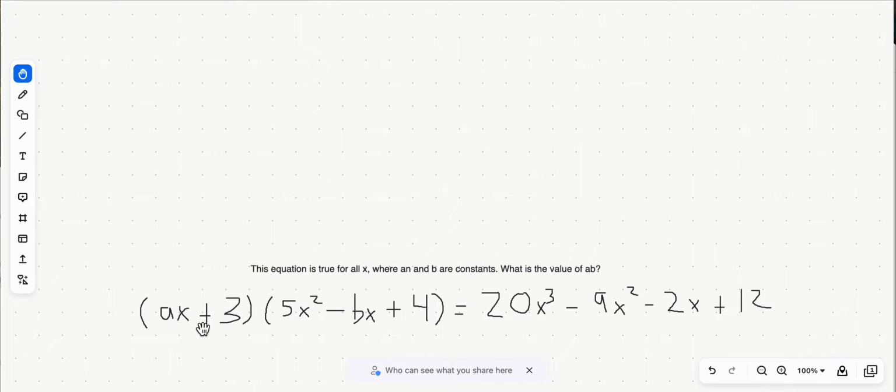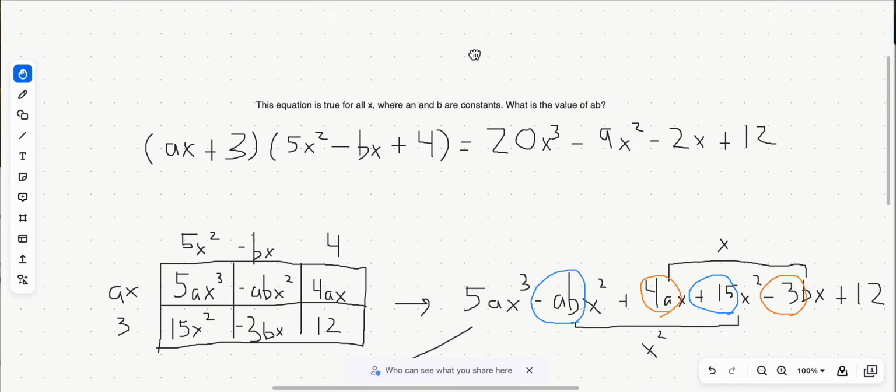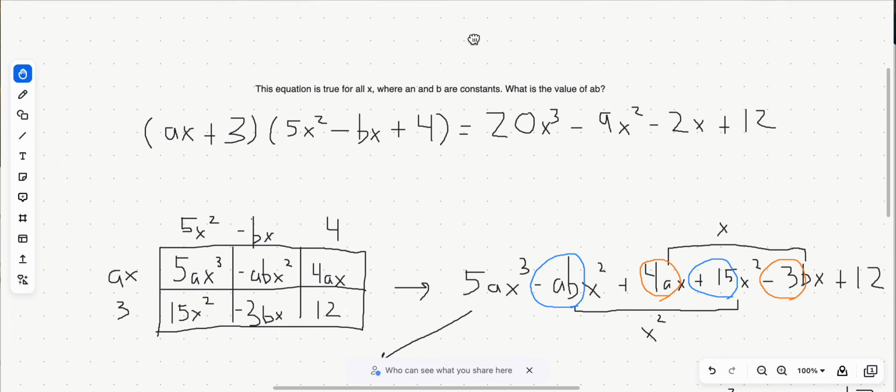Okay, so we have a binomial times a trinomial on the left hand side, and then we have a standard form quadratic that's been expanded on the right. The first thing I thought of was to try to expand the left, and that is the right way to go about it. I think I'd miswritten down one of the signs, and that threw us off. So I've gone back, I've done it correctly.